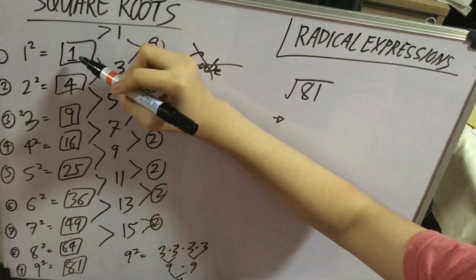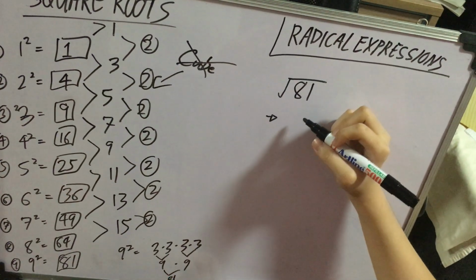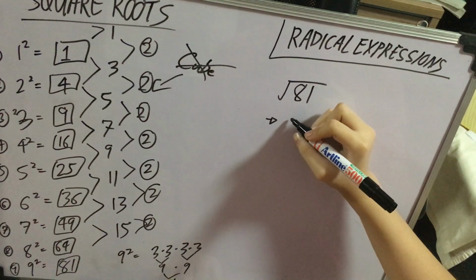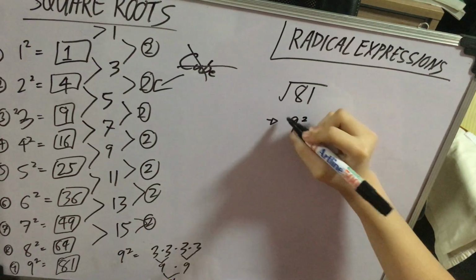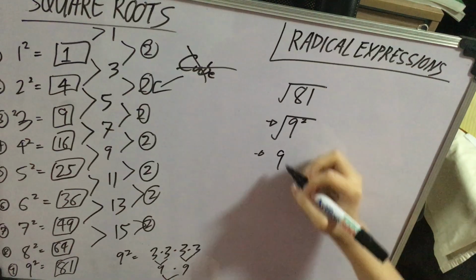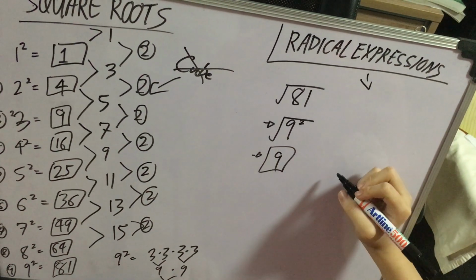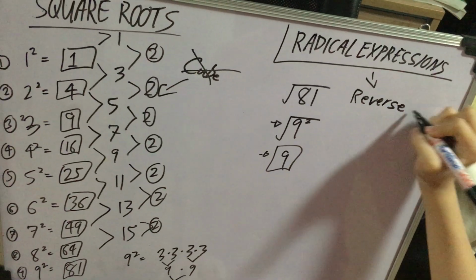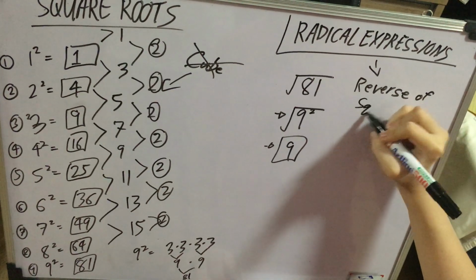As long as you memorize these, we are able to answer perfect squares in radical expressions. For 81, it would be 9 raised to 2. Then 9. Basically, radical expressions are the reverse of squares.